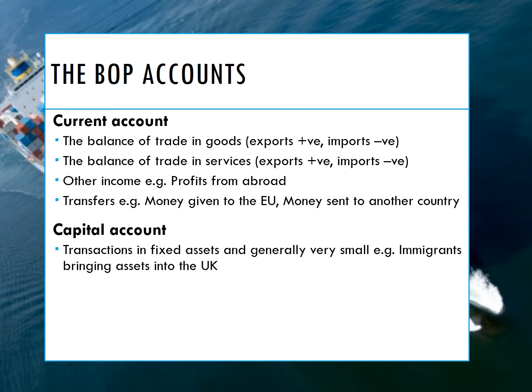Okay, the second account is the capital account. And in this, we record transactions in fixed assets, and it's generally quite a small account. So for example, if an immigrant comes into the UK and brings with them some assets from home, a car, for example, that we wouldn't classify as an import. It's not been bought by someone. It's not a good that's been bought from abroad. It's just been brought with them.